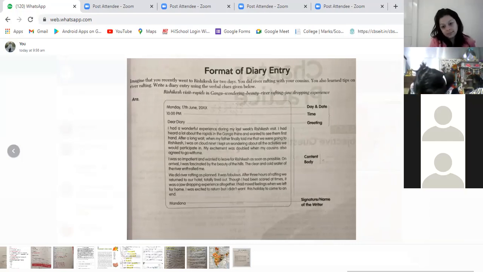Ma'am, we have to also write the same paragraph which is written? No, you don't have to write even a single word of this paragraph. Only what is written outside the box, you have to write that.